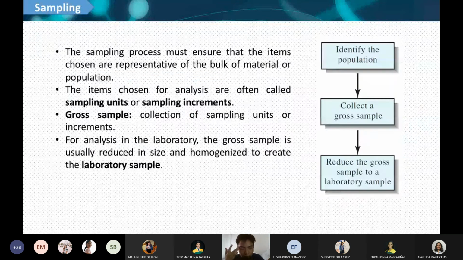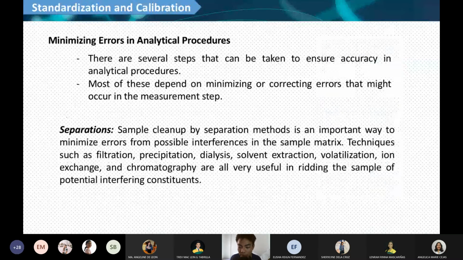As you go to the lab after getting your sample, the sample size will decrease, no? So that's why it must be homogenized, no? Before you run your experiments. And also, bago din kayo mag-experiment, you must minimize the errors of your measurement, no? So, paano natin minimize yung errors sa Anachem? So, we can do separations. You filter out the unnecessary stuff that may block or may interfere with your substances, no?